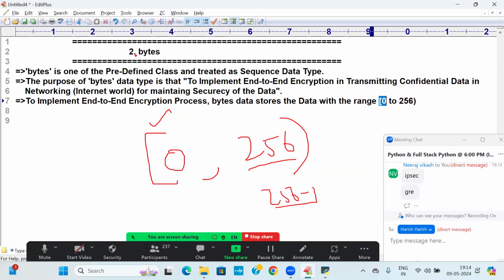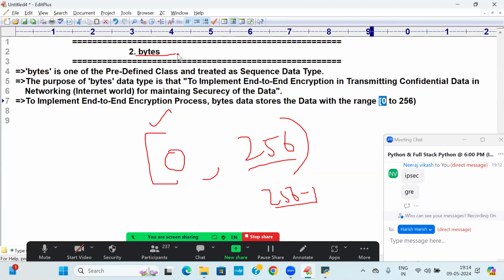That means how many values will bytes take? Actually, 2 to the power of 8 values. 2 to the power of 8 means 256. Did you understand? So in end-to-end encryption, they follow 8 bits of data. That is the original idea. When I come to networking, I will explain that once again, because even if I say it now, you won't connect, since I have to first tell you what a socket is, what the client socket is, what the server socket is, and how the data will be exchanged. I will tell you very thoroughly.